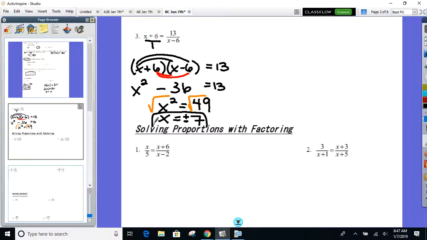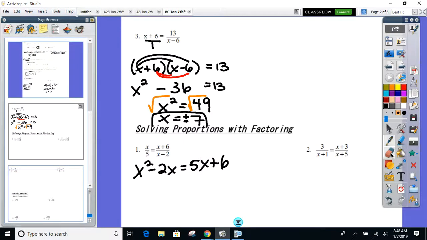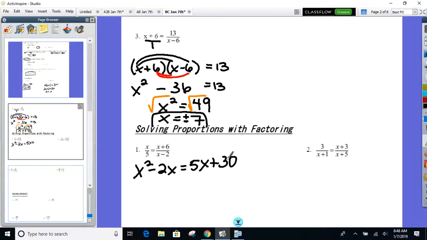Okay, time to put on your big boy, big girl pants. Here we go. Using factoring. Go ahead, cross multiply. X squared minus 2x equals 5x plus 30. All good. Okay, let's go. Here we go. There's no more leaving it blank.